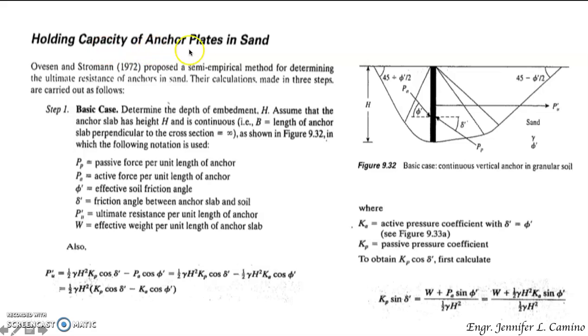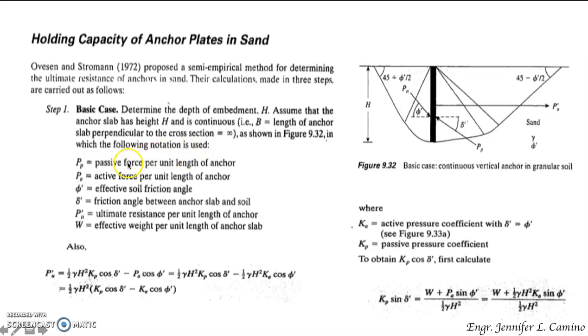So the holding capacity of anchor plates in sand: according to Ovesen and Stromann, they proposed a semi-empirical method for determining the ultimate resistance of anchors in sand. So we have here the steps in the calculation. For the basic case, step 1, determine the depth of embedment h. You have to identify this value h. Assume that the anchor slab has a height of h and is continuous. For example, b is equal to the length of the anchor slab perpendicular to the cross section, which is equal to infinity, as shown in this figure.